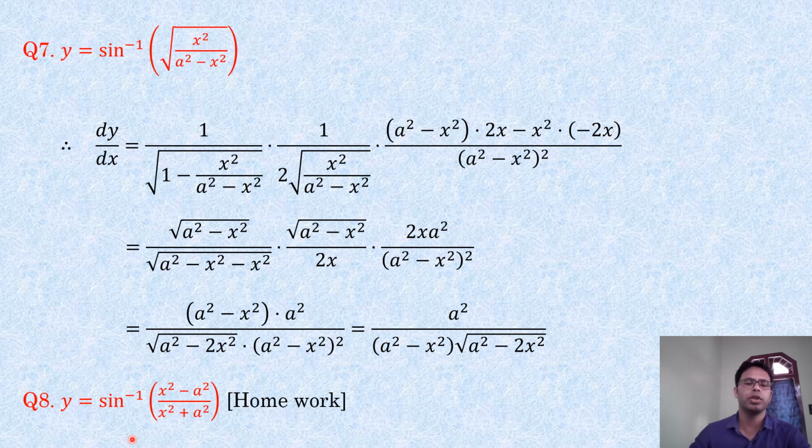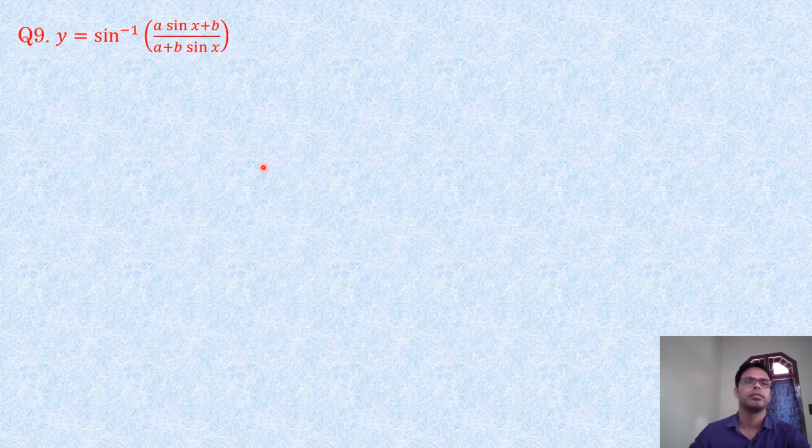And this question is homework for you. Use this rule, simple. Y is equal to sin inverse of (a sin x plus b) divided by (a plus b sin x). I am going to solve this.